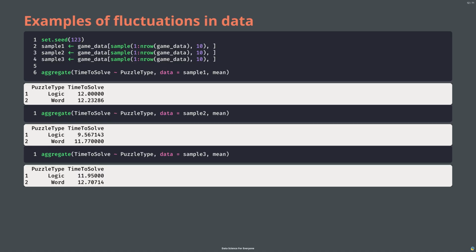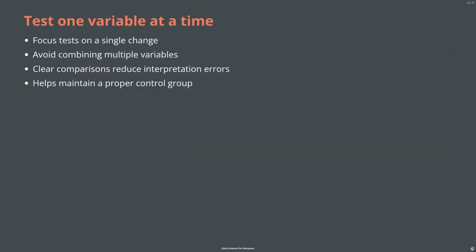We can see how results fluctuate just by looking at random subsets of the data. Let's take a look at 3 different random samples of 10 participants each from our puzzle dataset. Each sample may yield different average solve times even though they are drawn from the same population. These shifts underline the importance of cautious interpretation, especially with small samples. It is also best to test one variable at a time.